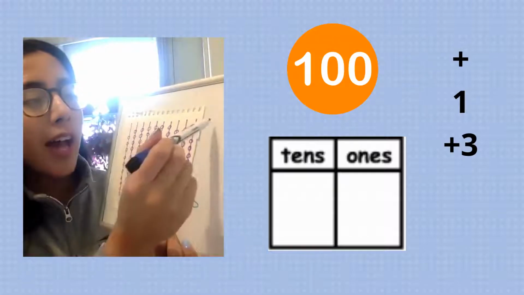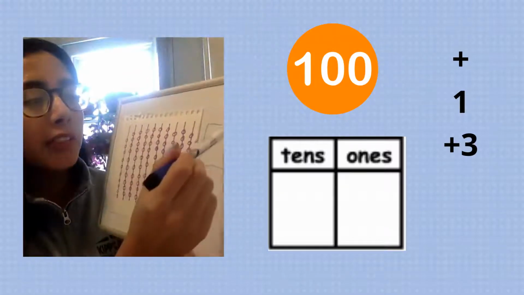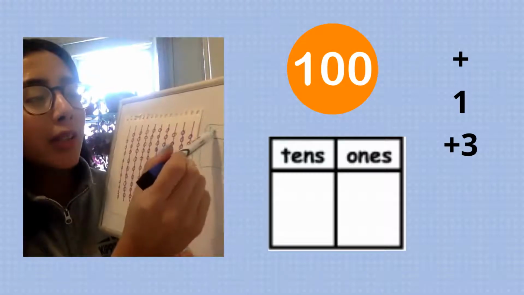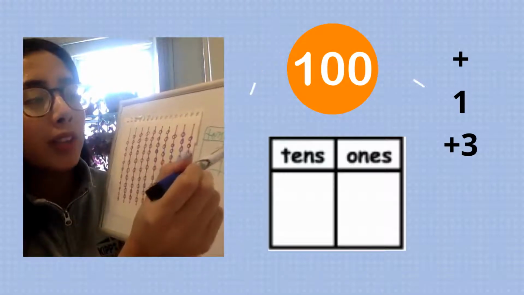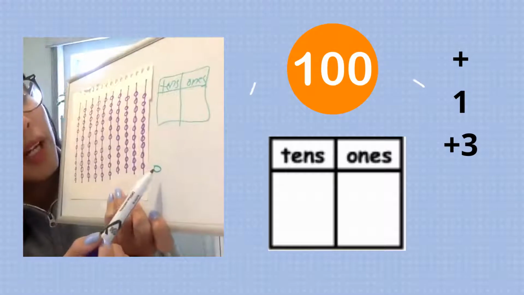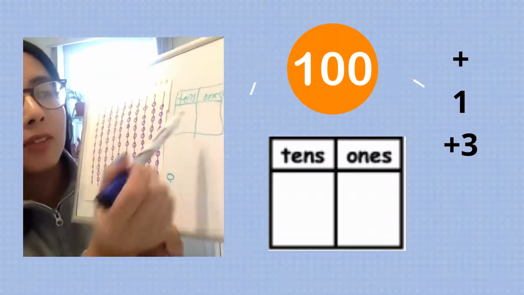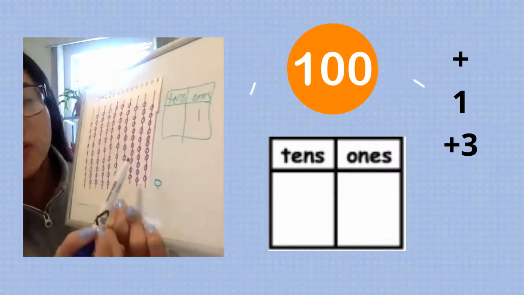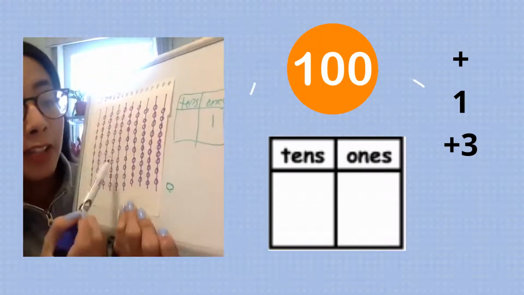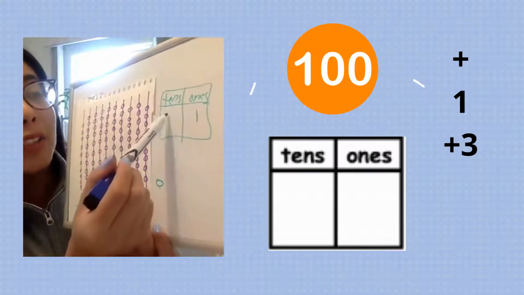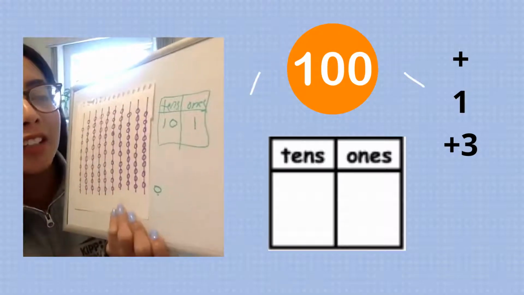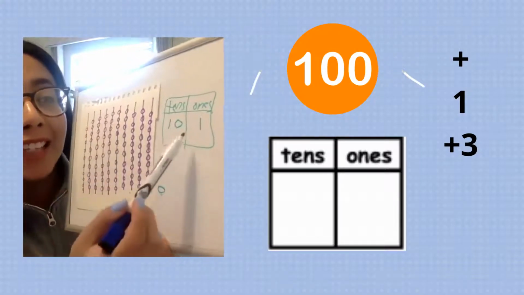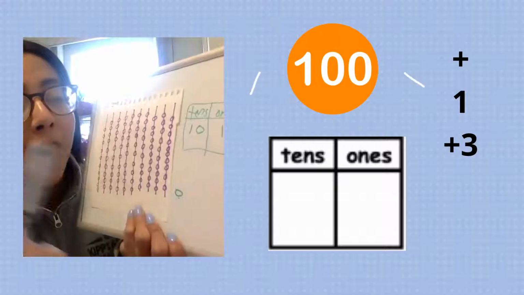What if I now add one more bead to the 100 beads I already had? So if we fill out our place value chart, do I still have 0 ones? Nope, I have one extra one now. So I can write 1 one. And do I still have 10 tens, 10 groups of 10? Yep, I still have 10 groups of 10. So when I say 10 tens and 1 one, I now have the number 101.